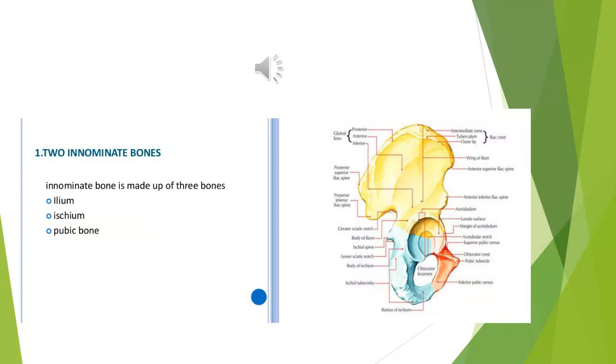Regarding the hip bone, it is the innominate bone and it is an example of an irregular bone. It is composed of three components: the ilium, the upper expanded portion, then lower down the ischium, and in front the pubic bone. These three bones join each other and form the acetabulum.